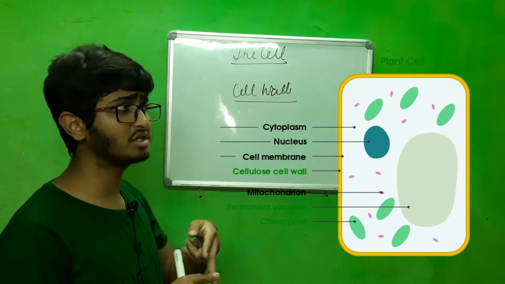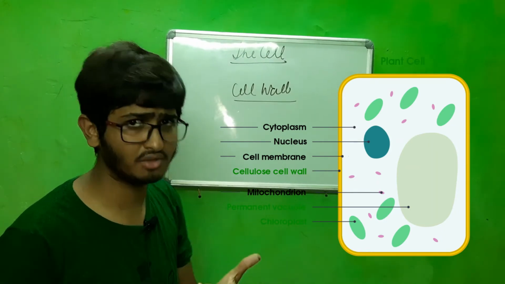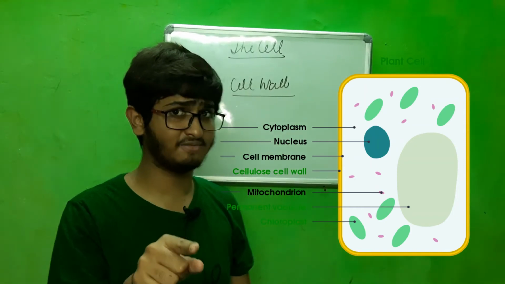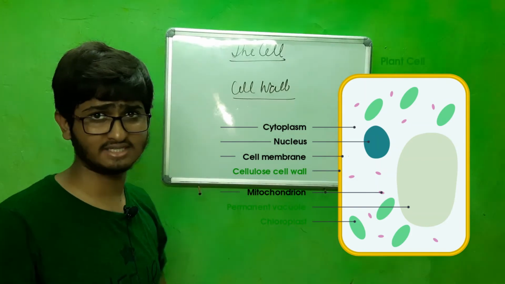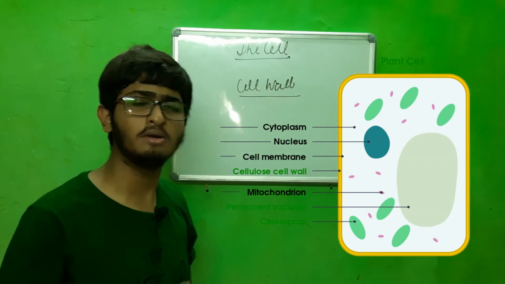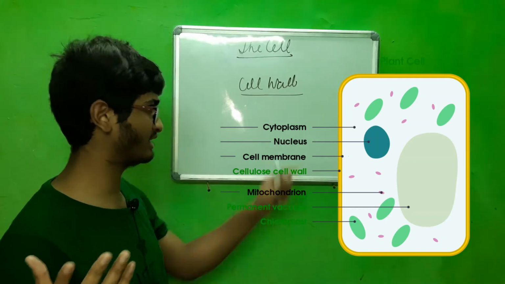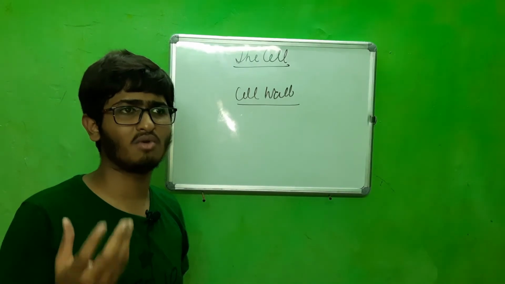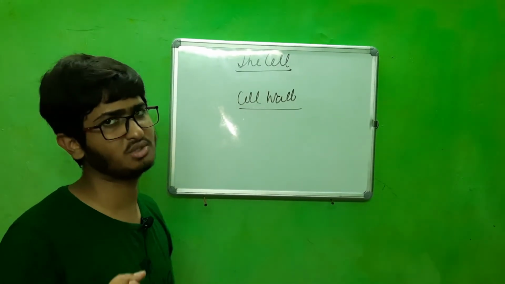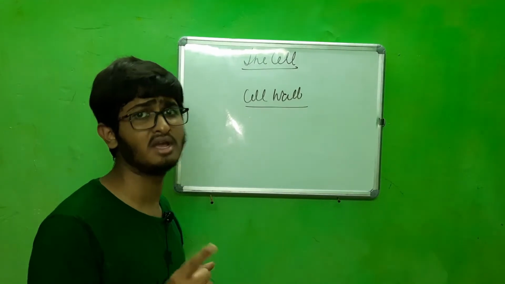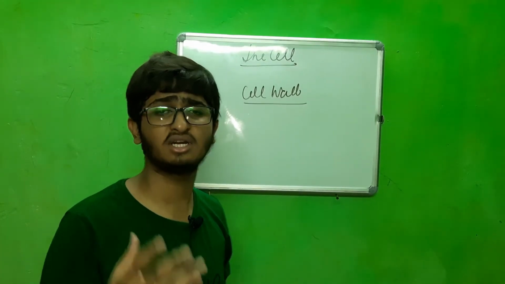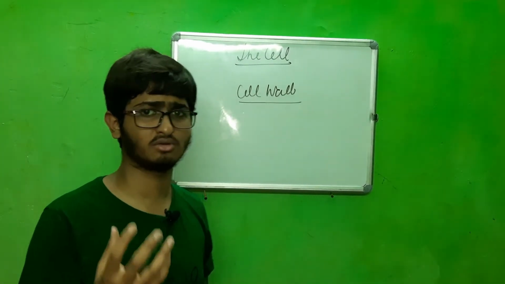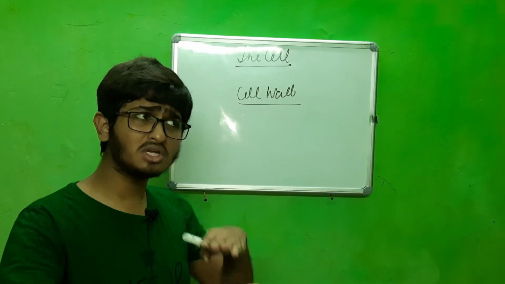Then the location and function of the cell wall. The cell wall is definitely found in plant cells, not in animal cells. So you must specify that it is a plant cell, meaning the outermost covering of a plant cell. Any plant cell's outermost covering is the cell wall. Then you have the function of a cell wall. The cell wall provides rigidity to the plant cells. This is a very important point. Later on, when we discuss the tissue part, this cell wall and rigidity is going to play a very important role. So you have to keep in mind that the thicker the cell wall, the more rigidity.